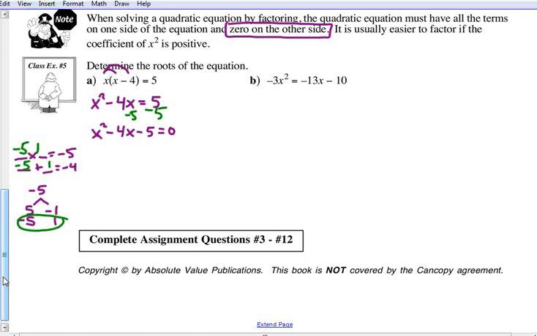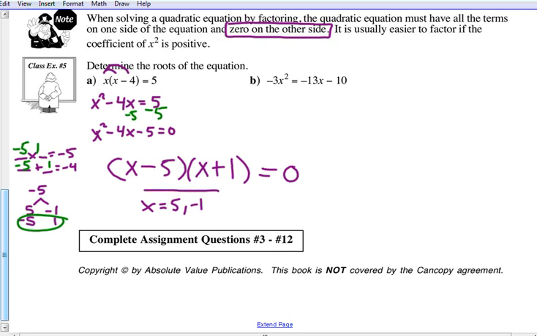Factor this. We got the two numbers. You can write it. There you go. Equals 0. It's an equation. Okay, so what's our solution? X equals 5, x equals -1.